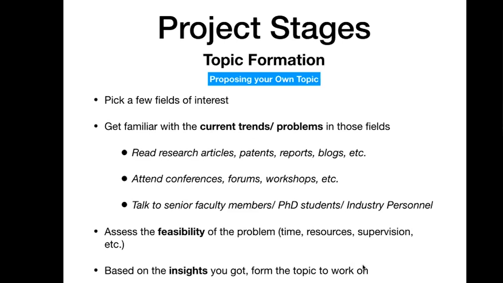And then quickly analyze whether you can feasibly do this problem within the given time, resources, and the available supervision. Because sometimes there are areas that you have a big interest in, but because of the lack of faculty members, the supervision might not be given properly within the university. So therefore, sometimes it's better to factor in those conditions as well. I believe you'll be able to do that once you get an idea about how the subsystem works. And then, based on these insights that you have gotten, you can form your topic to work on. So that's basically one way of forming your topic.